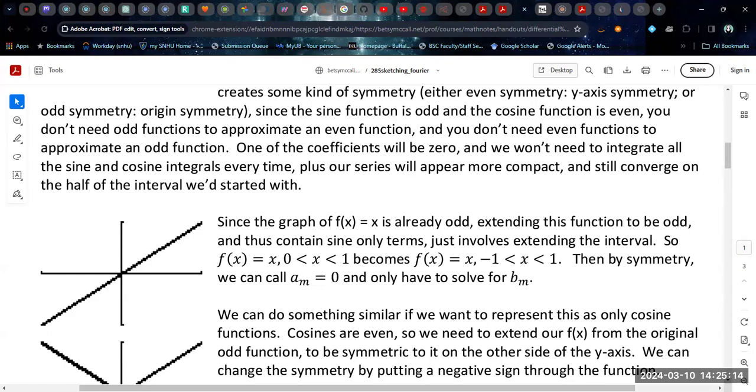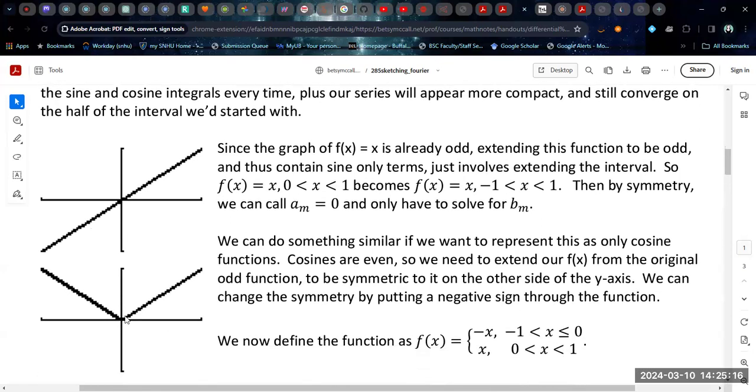Now, if we extend it as an even function, in this case, since it's x on the 0 to 1 interval, we could extend it as essentially an absolute value on the 0 to -1 interval so that it would look like this. This is now even symmetric. And so now it's the sine coefficients that will disappear, and we'll have only the cosine that survives.